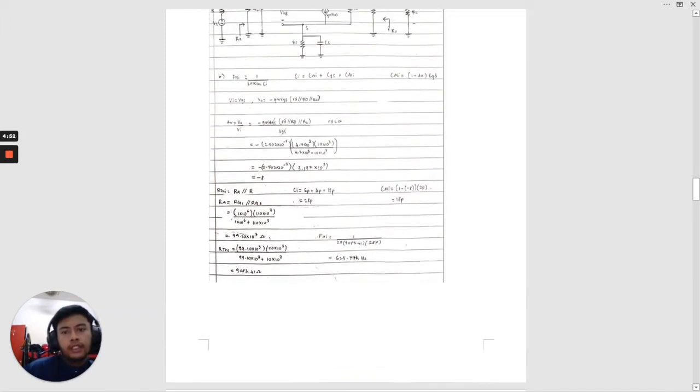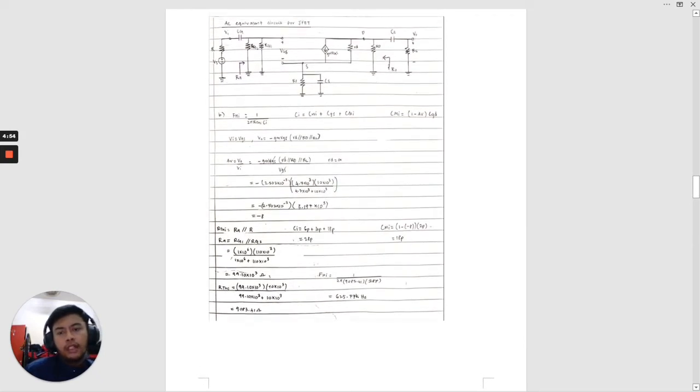But before that, I forgot that we use formula CI is equal to CWI plus CGS plus CMI to find the value of the input capacitor, and 1 minus AV times CGD to find the value for miller input capacitor.